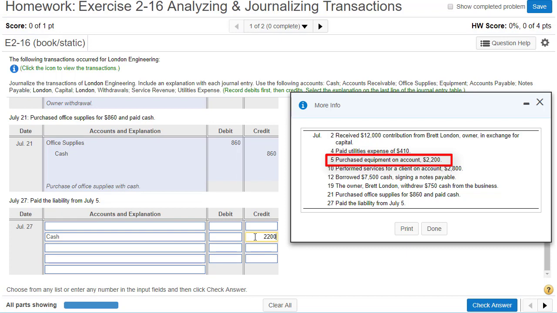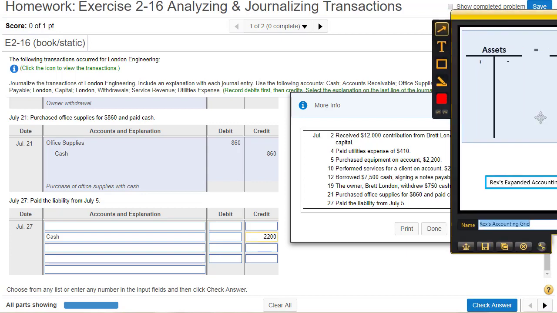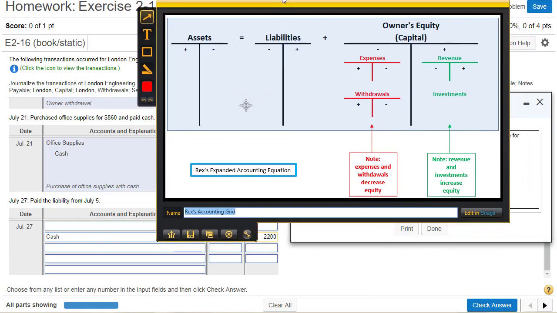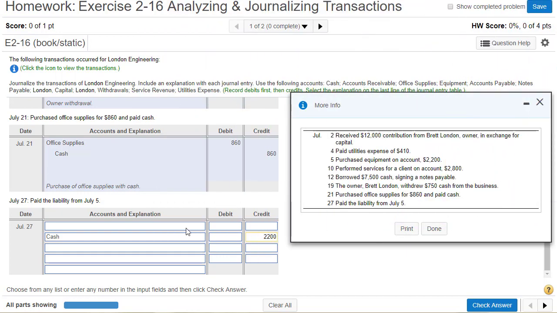Now, what happens to that accounts payable when we pay it off? So let's go back here to our grid. Remember, accounts payable is a liability. Back on July 5th, we increased the liability. Now that we're paying it off, we have to remove that liability. So our liabilities are going down. Therefore, we're going to lower accounts payable with a debit.